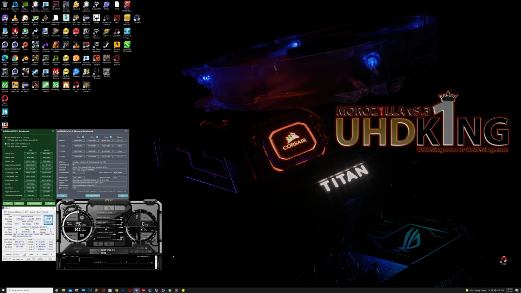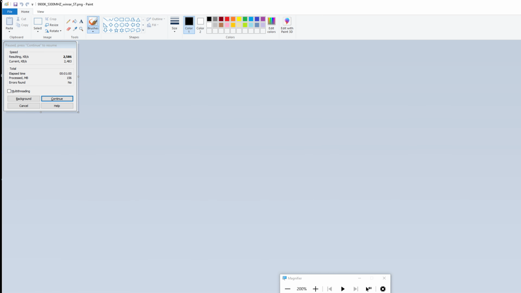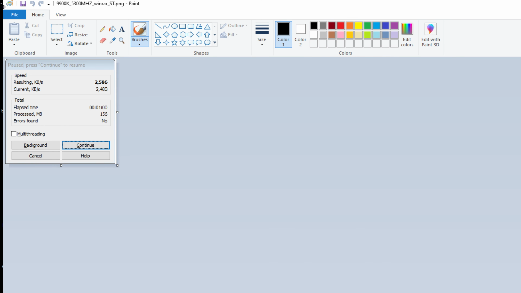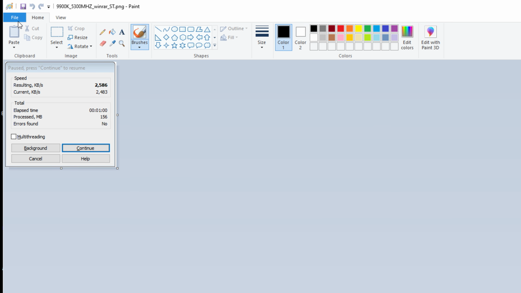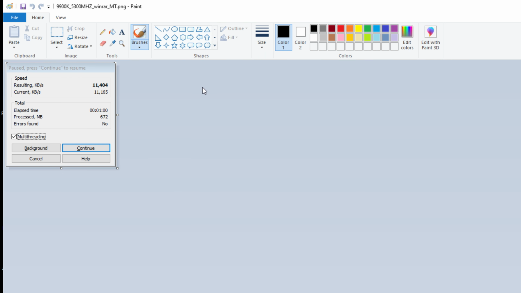Let me show you the last, pretty much, the 7-Zip and WinRAR. So this is WinRAR single thread performance. Let me zoom in, a screenshot without the recording, of course. So the result is 2586 single thread performance at 5.3 gigahertz, and this is going to be multi-thread performance. Check it out, WinRAR, so an 11,404 score.